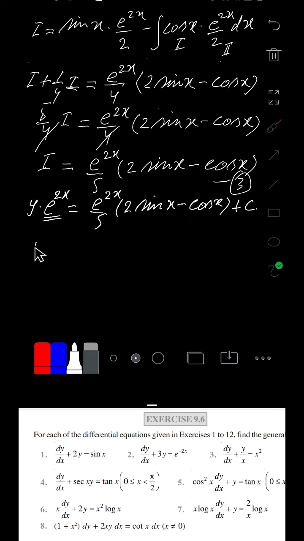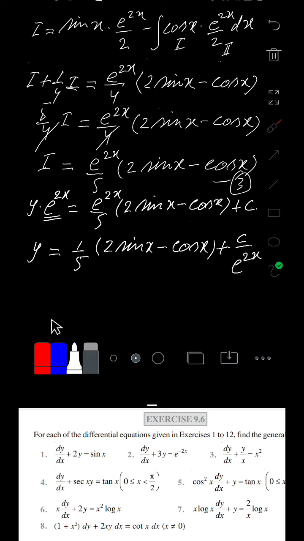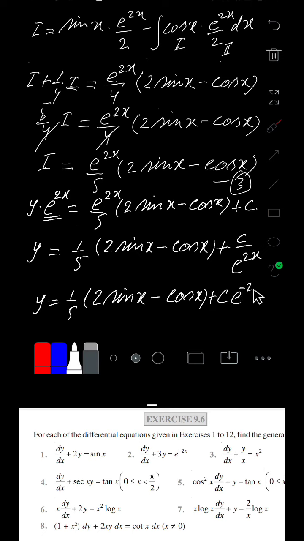So we have y is equal to, in the first term e raised to the power 2x will be cancelled by this e raised to the power 2x when it will divide it, and we get 1 upon 5 bracket 2 sine x minus cos x plus, and when we divide c by e raised to the power 2x, we get c upon e raised to the power 2x. Or we may write it as y is equal to 1 upon 5 2 sine x minus cos x plus c e raised to the power minus 2x. And this is the required solution of the given differential equation.